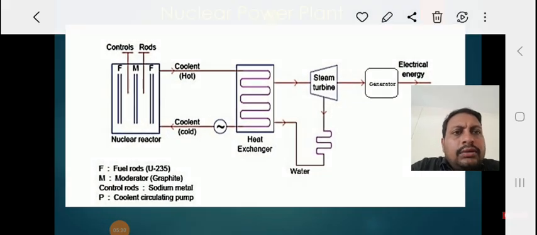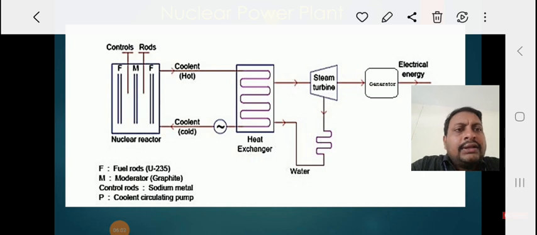So you may observe the diagram. The coolant takes up whatever heat is developed by the nuclear reaction. Then the hot coolant passes through the heat exchanger, where the heat is exchanged. The heat is given to the water. The water goes to this heat exchanger, absorbs the heat, and gets heated.